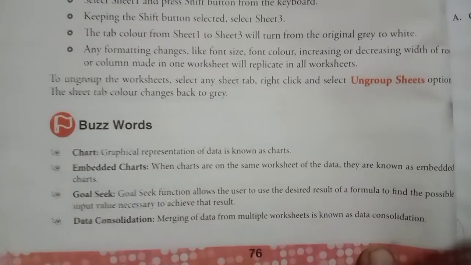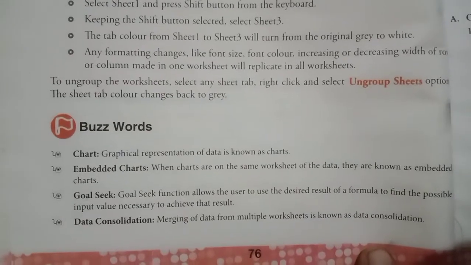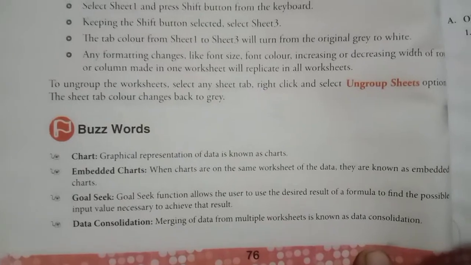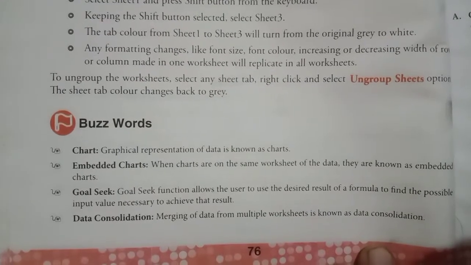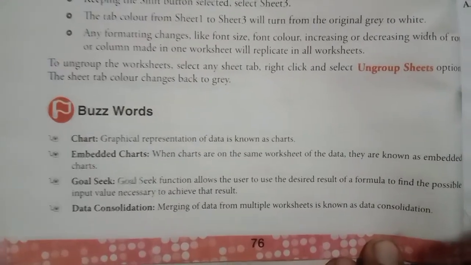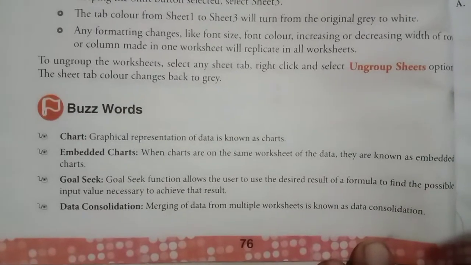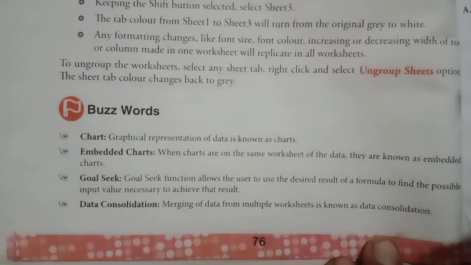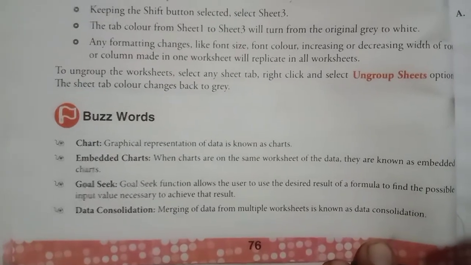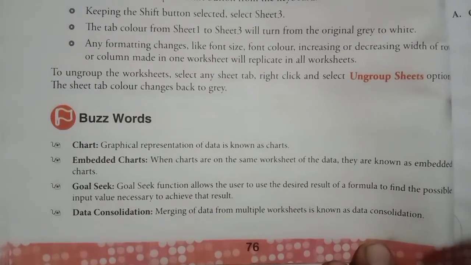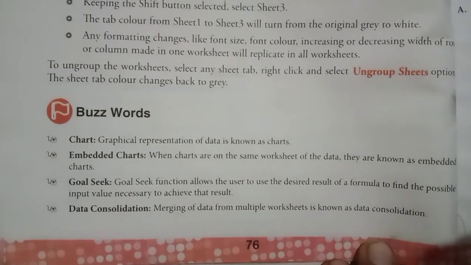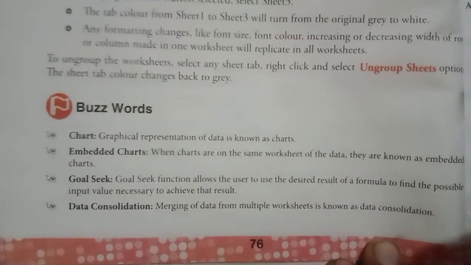The goal seek function allows the user to use the desired result of a formula to find the possible input value necessary to achieve that result. Again, I am going to repeat this one because, students, this is a very important definition. What is goal seek? The goal seek function allows the user to use the desired result of a formula to find the possible input value necessary to achieve that result.